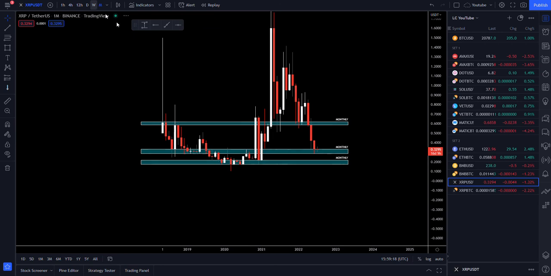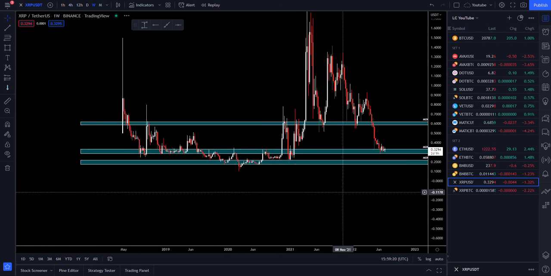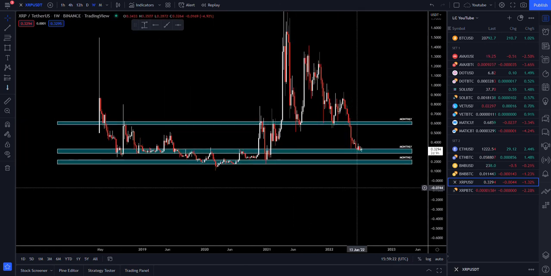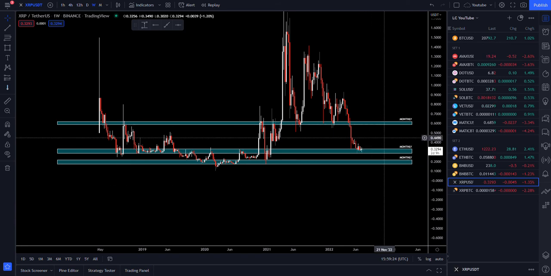Let's knock it down to the weekly. And as always, you can see that most of the work is done for us by the monthly levels. Probably mark out 1 or 2 weekly levels here.